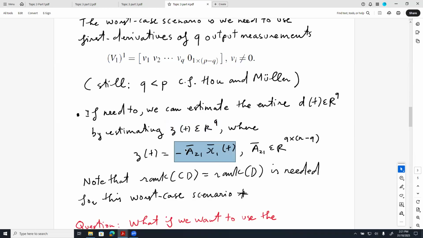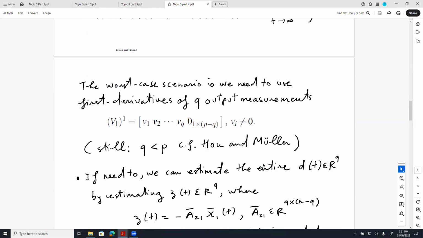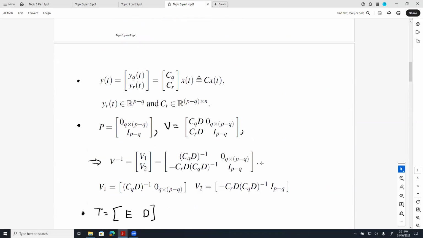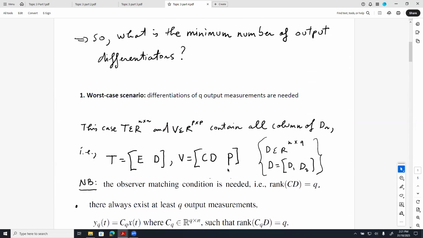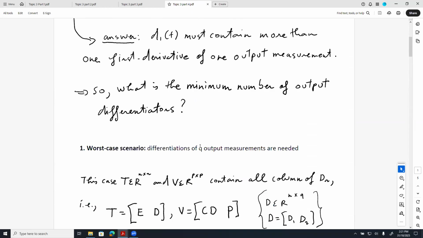And remember that in the decomposition, this submatrix is no longer a row matrix, but this is a matrix of q rows. And so overall, in this worst case scenario, we require the observer matching condition to hold true. And we come up with the estimation using q output differentiators. Okay.